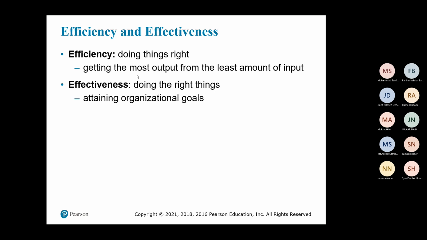Make things right. And then effectiveness means doing the right things, attaining organizational goals. So effectiveness is the impact. After your staff do the correct work, you must ensure that the quality of the work is very high. That is effectiveness. It means that the impact of the job is very high for you to achieve your goals. So that is efficiency and effectiveness.